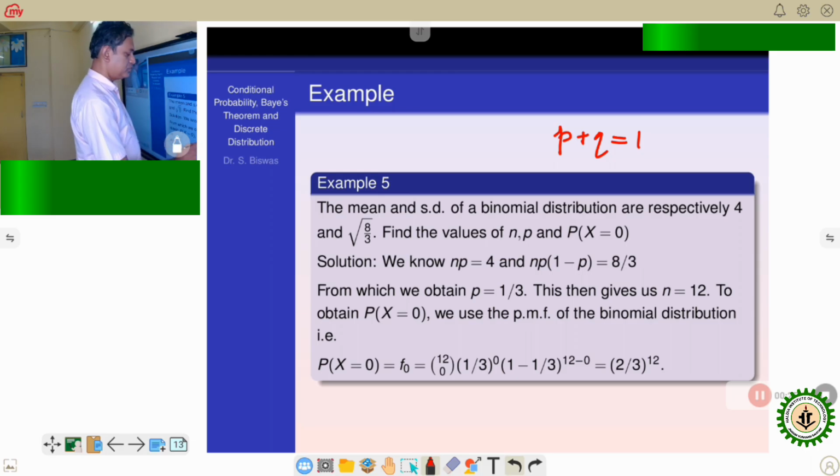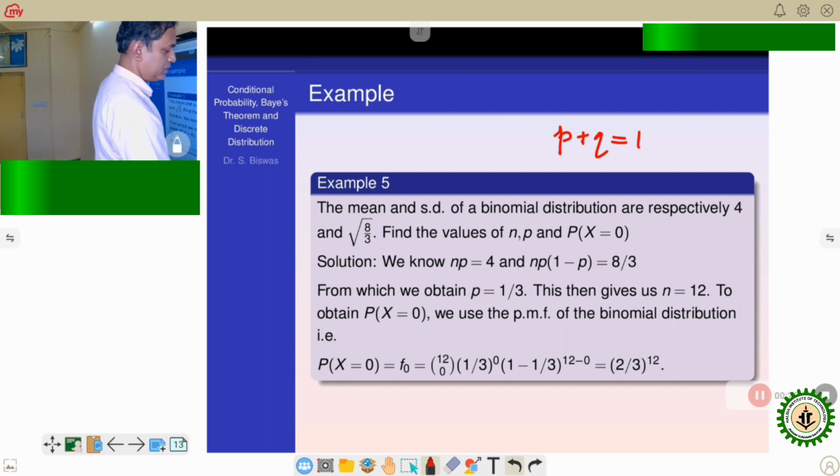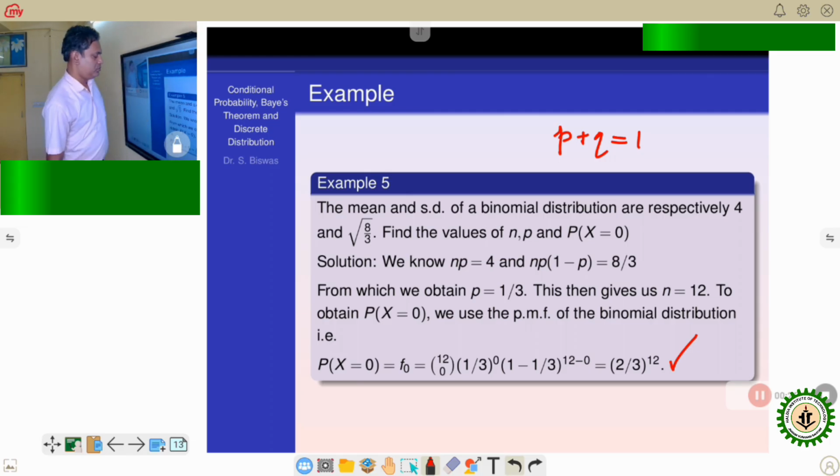To obtain P(X = 0), we use the probability mass function of the binomial distribution. Now in the probability mass function, if you put i equal to 0, then you get this result, which comes out to be 2 by 3 to the power 12. This is how we can solve problems based on binomial distribution.